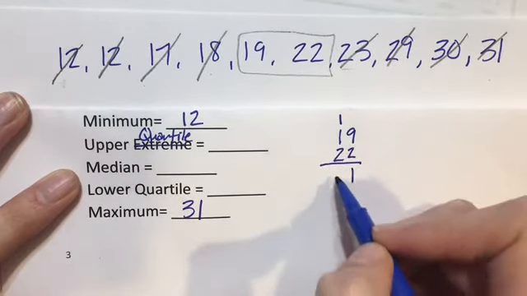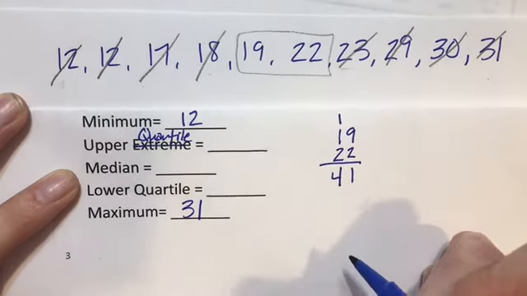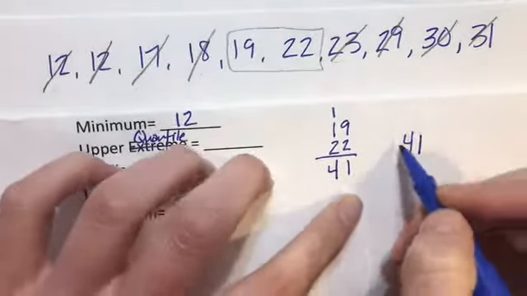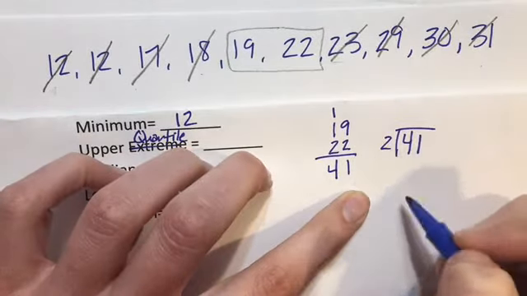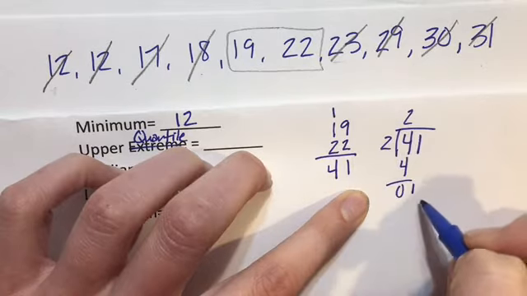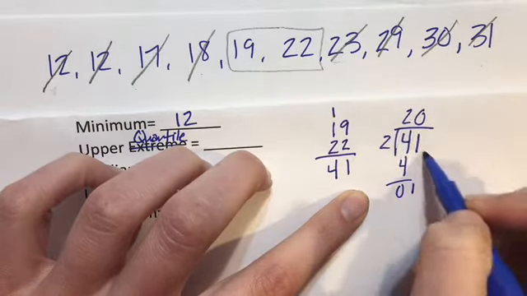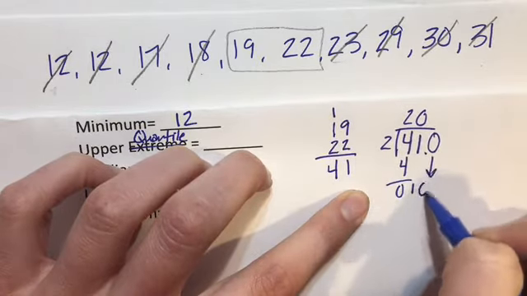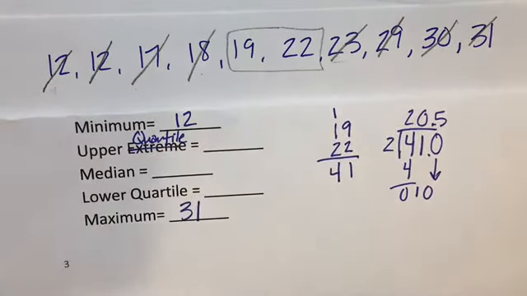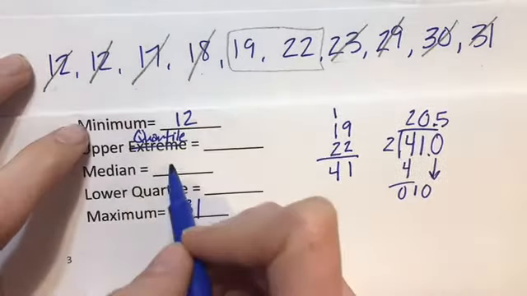1, 1, and 2 give us 4. So we have 41. We need to divide that by 2. So we have 41 divided by 2. 2 goes into 4 twice. We subtract, we're left with 0. 2 goes into 1 0 times. Add that decimal point in 0, bring it down. 2 goes into 10 5 times, and it does go evenly. So we get 20.5. So that is our median, right?